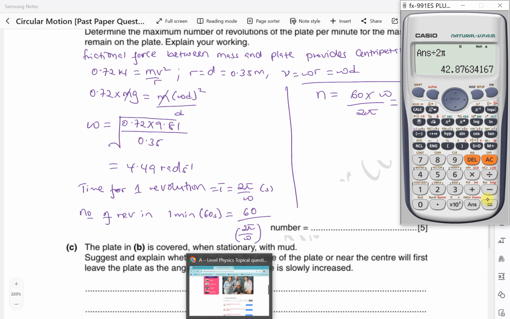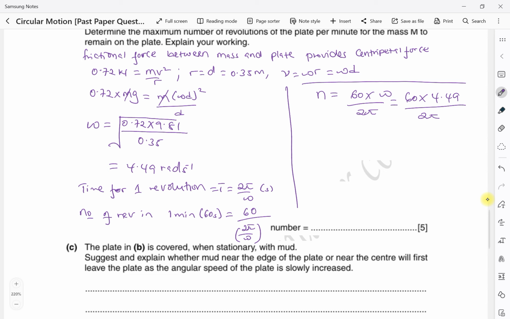That is 42.88, which is approximately 43. So this is per minute. So the number here is going to be 43 per minute.